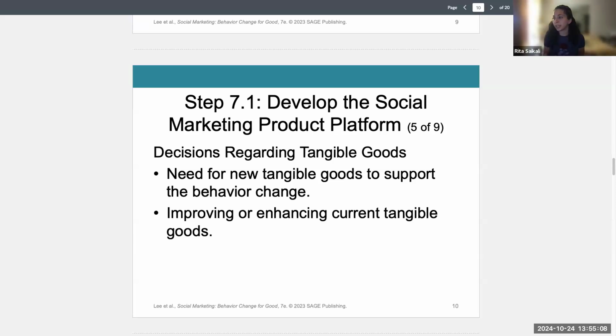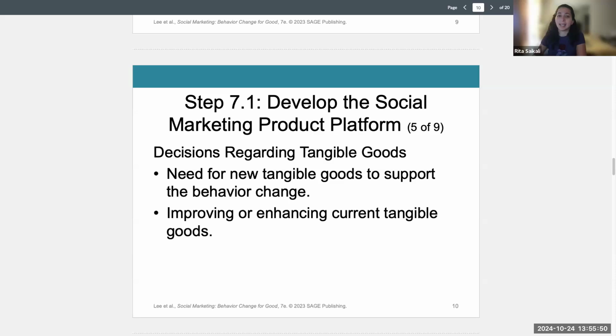Okay, so introducing a new tangible good. Introducing new tangible goods can actually be necessary when your current options are insufficient or not effective in driving behavioral change. So for example, if a campaign is focused on increasing water conservation, a new tangible good would be a more efficient water saving device that hasn't been available before. So you're looking at what is needed and you're creating a new tangible product that makes that a possibility, okay?